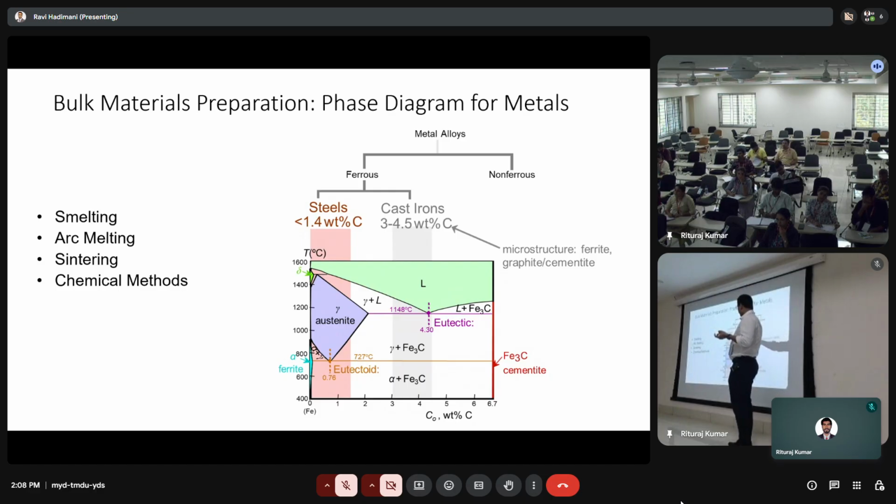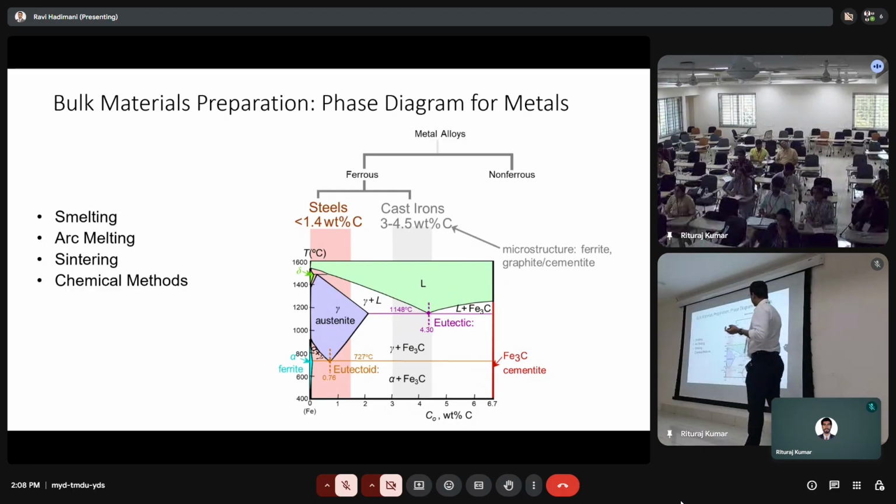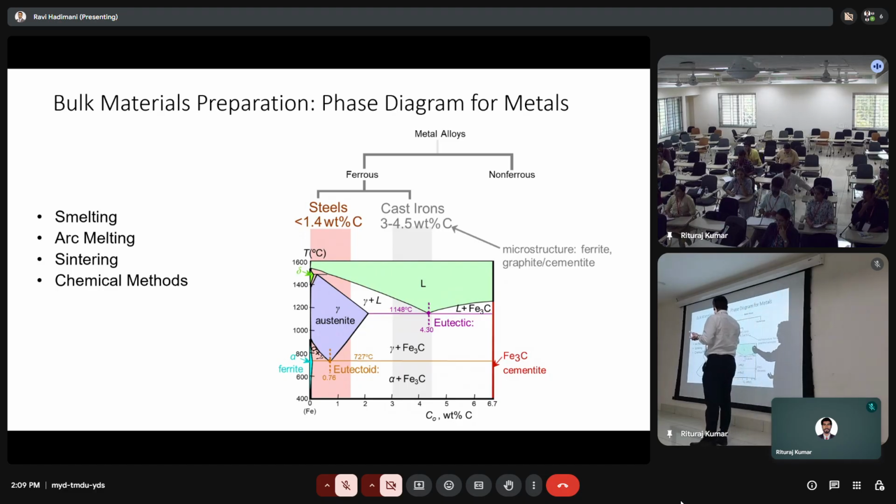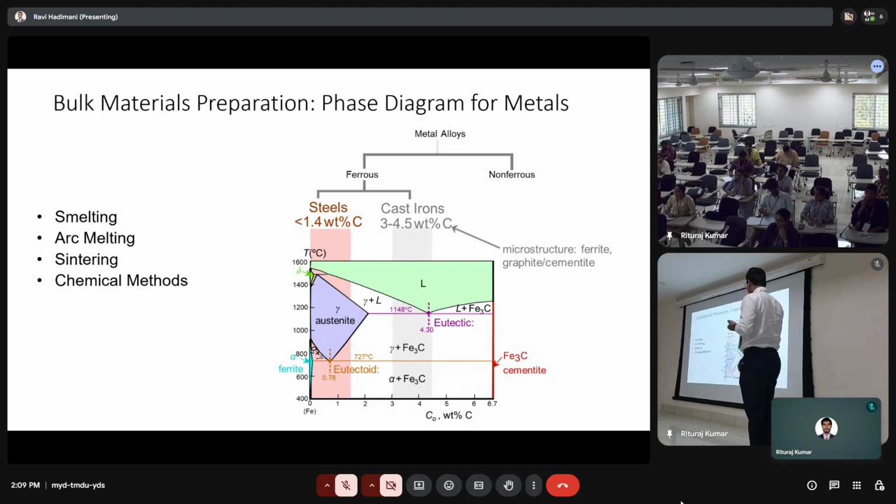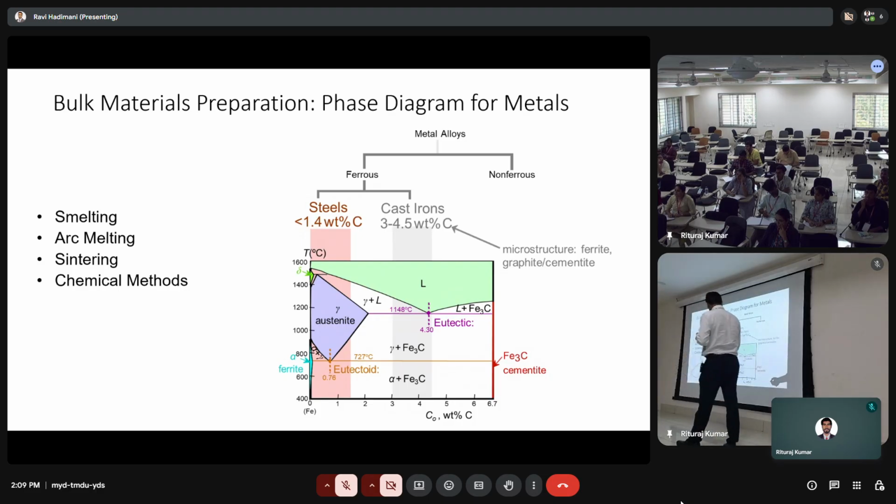If it is ferrous, then it can be either steels or cast irons, right? So again, to determine that, you need to understand the phase diagram. And if the carbon content is smaller than 1.4 weight percent of carbon, which is somewhere here, this is all steels, and the rest, if it is above 3.3 to 4.5, this is all cast iron.